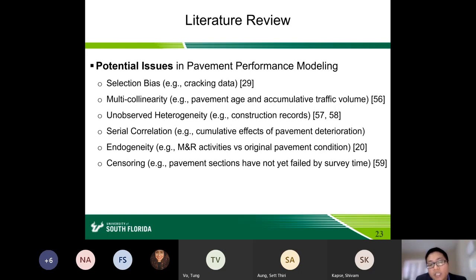The sixth issue is the censoring issue. The censoring issue is that pavement sections have not yet failed by survey time, such as cracking. We will find a lot of the pavement sections are not cracked when we develop the survival analysis. If we only consider the cracked pavement sections, the censoring bias issue will occur.